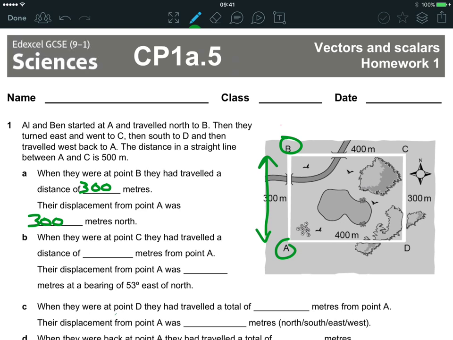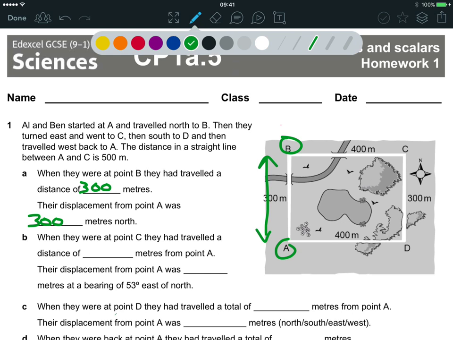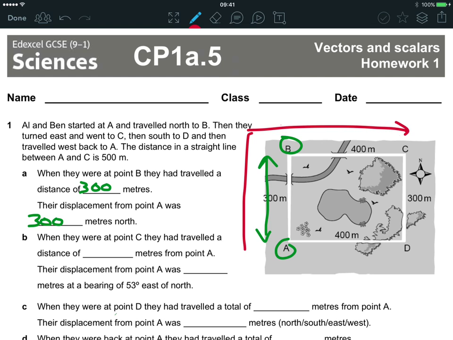Okay, question B. When they were at point C, they have travelled a distance of how many metres? So let's have a look. If we go from A to C via B, that's going to be these two distances added together. It's going to be a distance of 700 metres.